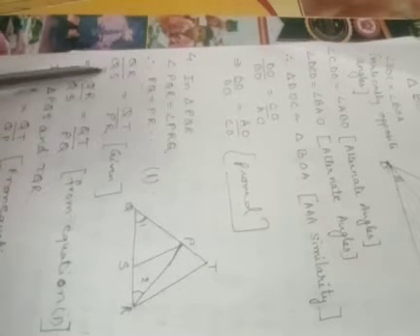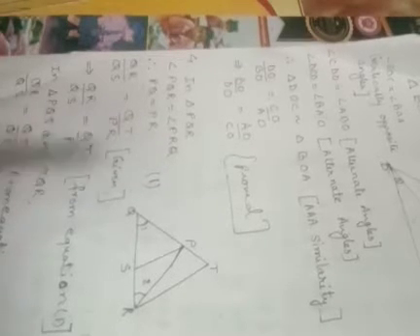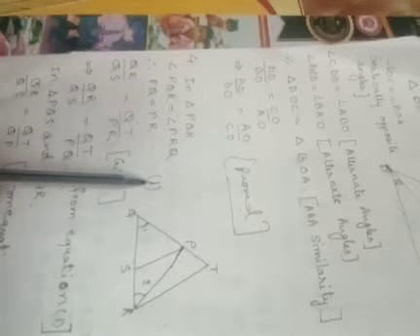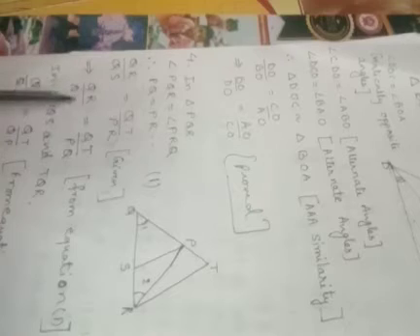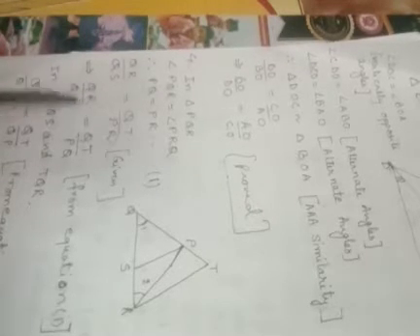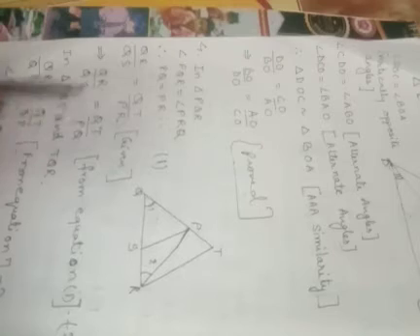So QR by QS is equal to QT by PR, which is given in the question. Now changing this PR to PQ as given in equation number 1, we will obtain the equation like this: QR by QS is equal to QT by PQ. From equation number 1 we get this equation, and give this equation the name equation number 2.